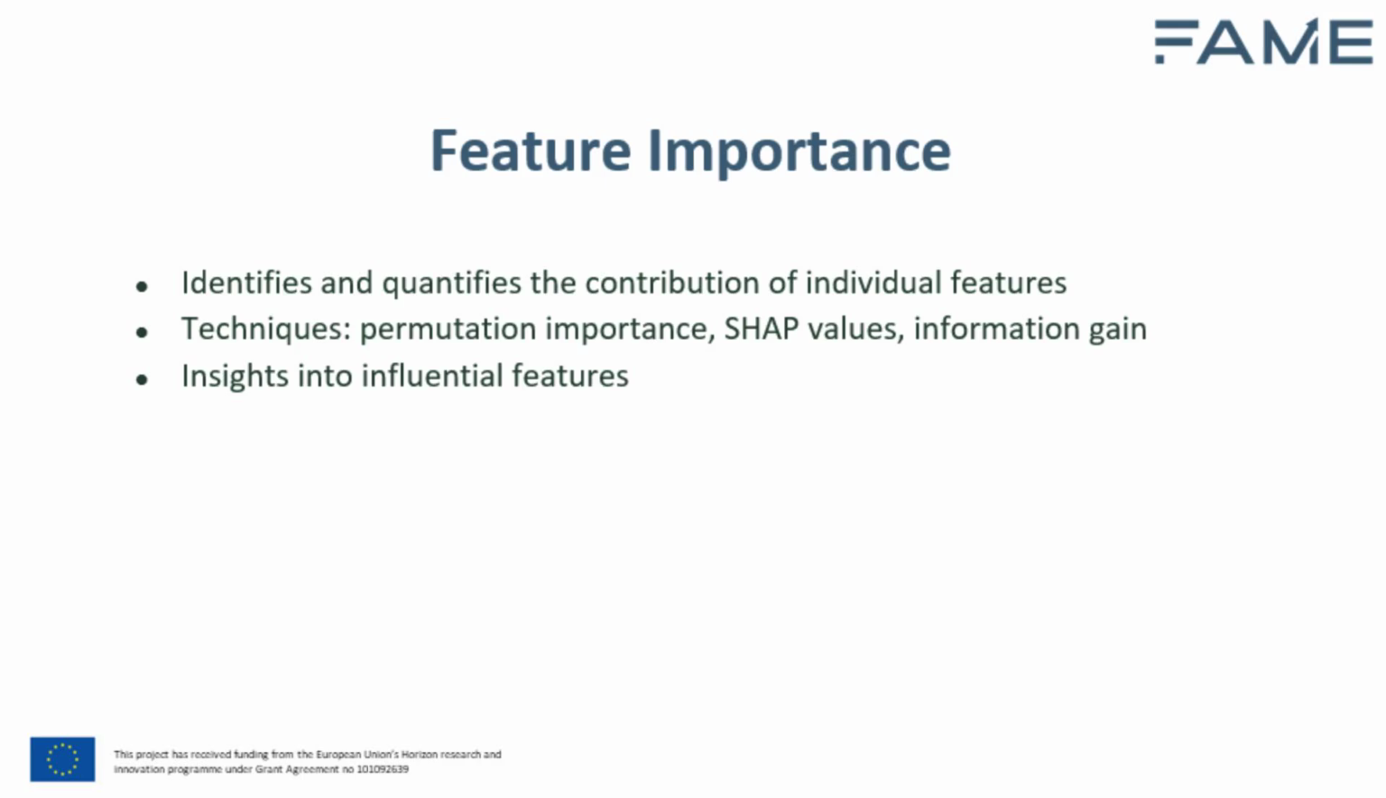Feature importance is a widely used explainability metric that aims to identify and quantify the contribution of individual features or variables in a model's decision-making process. There are several techniques to calculate feature importance, such as permutation importance, SHAP values, and information gain. These metrics provide insights into which features are most influential in determining the model's predictions.